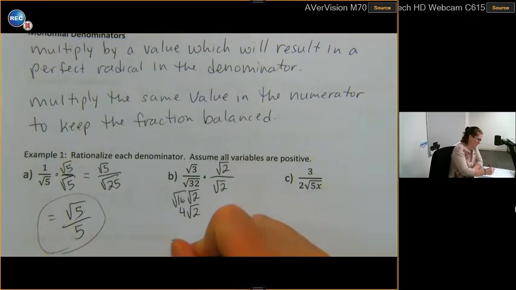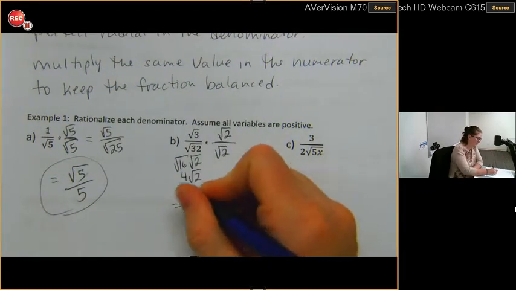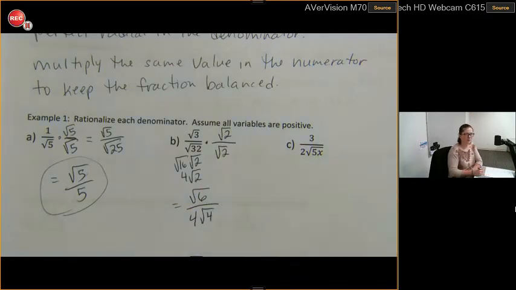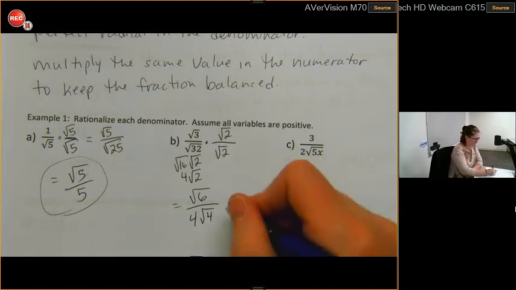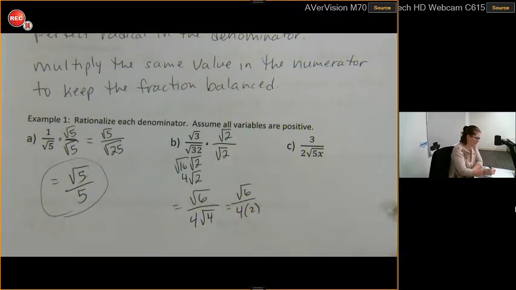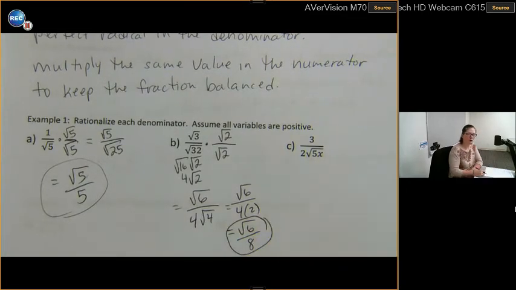So when I multiply across the top, I get the square root of 6. And when I multiply across the bottom, I have 4 square root of 2 times square root of 2, which is the square root of 4. So I have square root of 6 over 4 times 2, and the square root of 6 over 8.